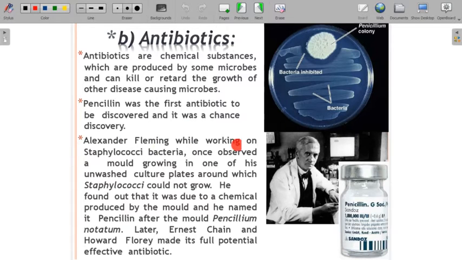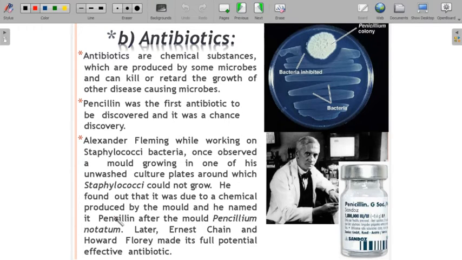So Alexander Fleming, while working with Staphylococcus bacterium, once observed that a mold was growing in one of the unwashed culture plates around which Staphylococcus could not grow. He found out that it was due to a chemical produced by the mold. He named it penicillin. From a mold called Penicillium notatum, they discovered a chemical called penicillin, and that is used as an antibiotic.